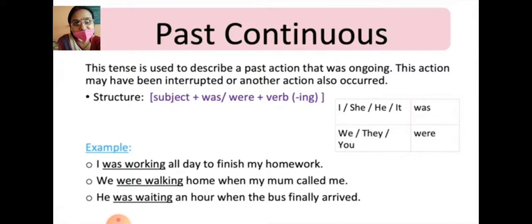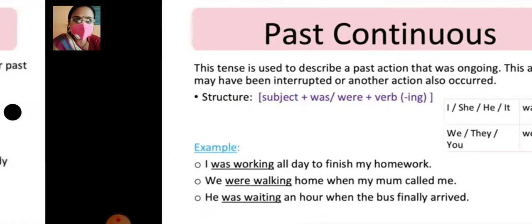The simple thing which you have to take care of is that I, she, he, it come with was because your subject is singular. We, they, you come with were because these are all plural. So hope, students, past continuous is also understood by you. If there are any doubts, you can ask me in your online classes. Now let's move forward to your next type.